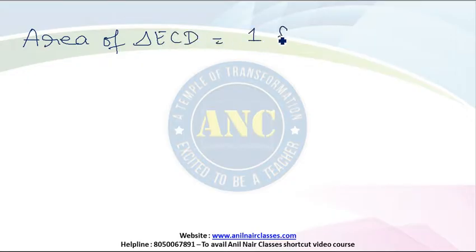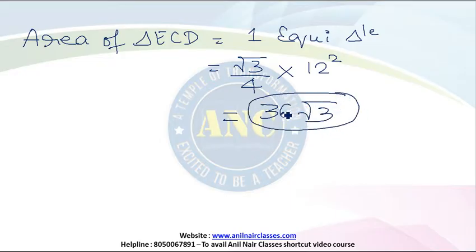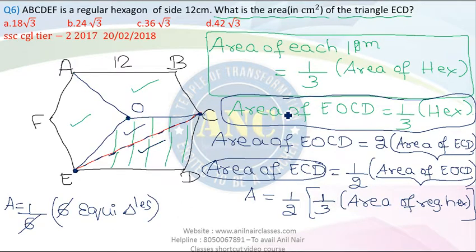Finally, you are left with area of triangle ECD is nothing but area of one equilateral triangle. And you know the area of an equilateral triangle as root 3 by 4 into side square. Side is given as 12, square. So 144 by 4 is 36. Answer is 36 root 3. I hope it is very clear for each and every student who is watching this video.